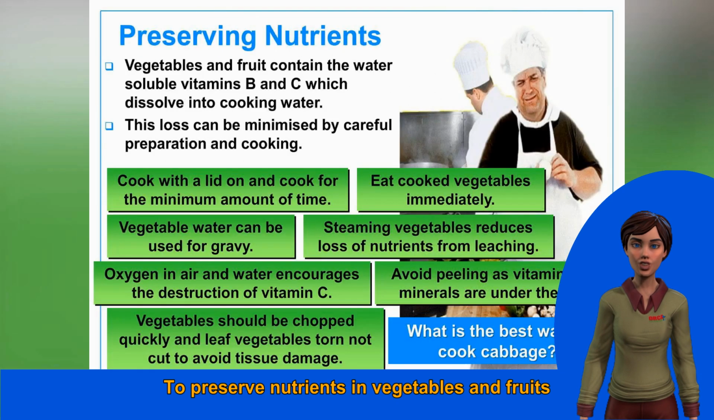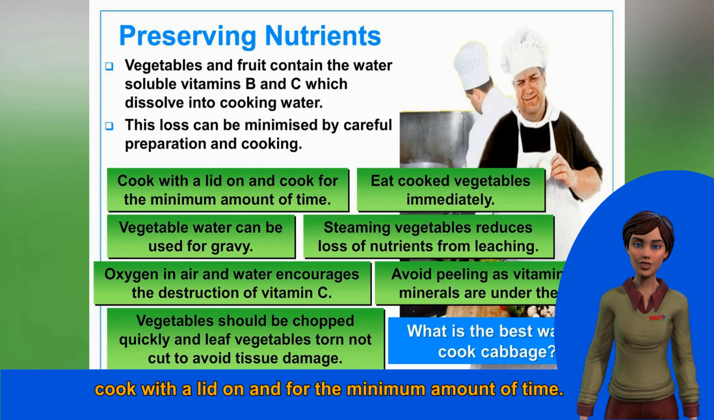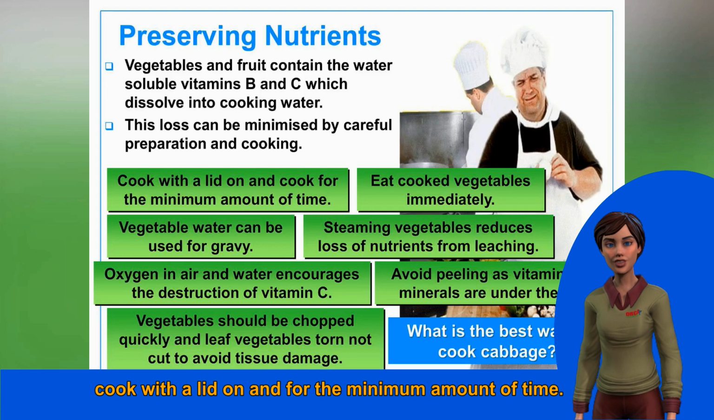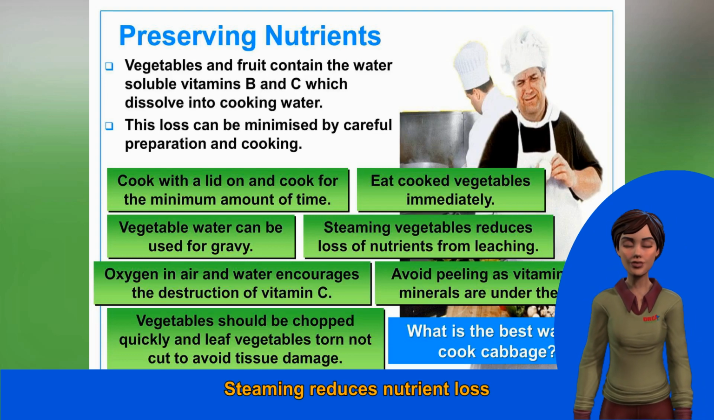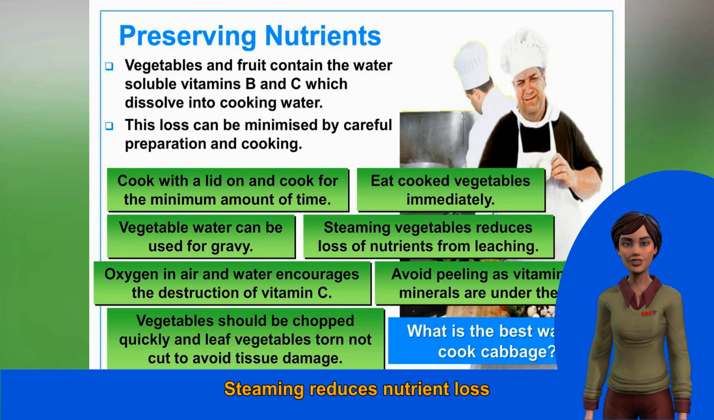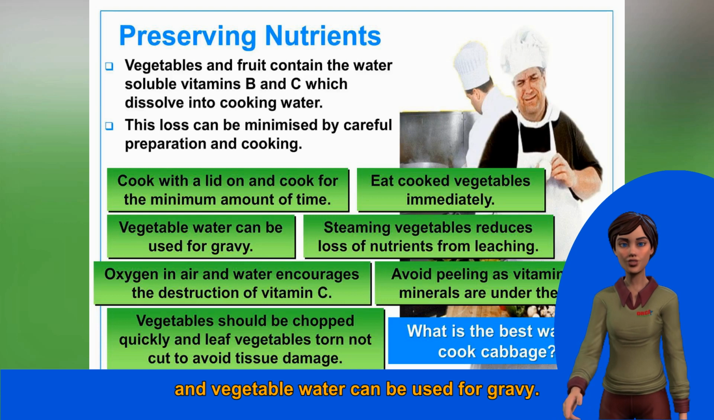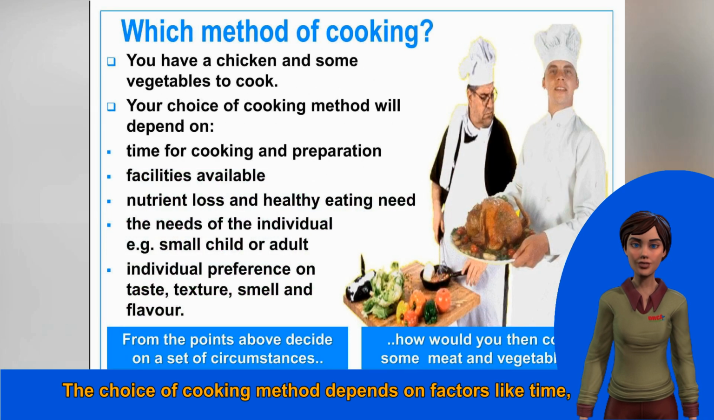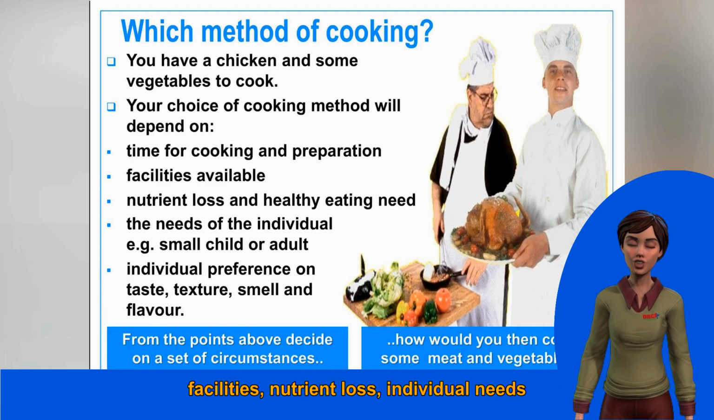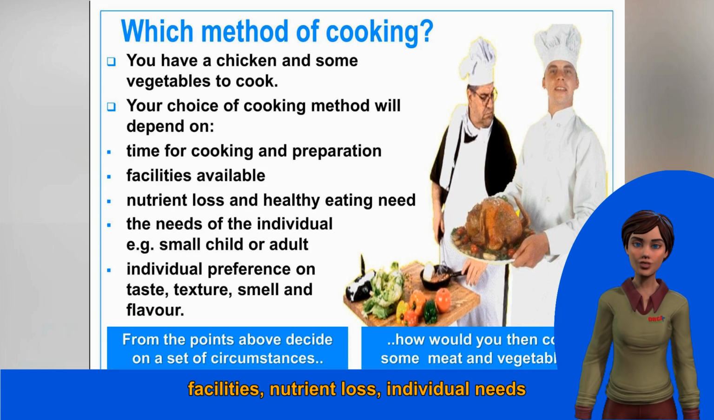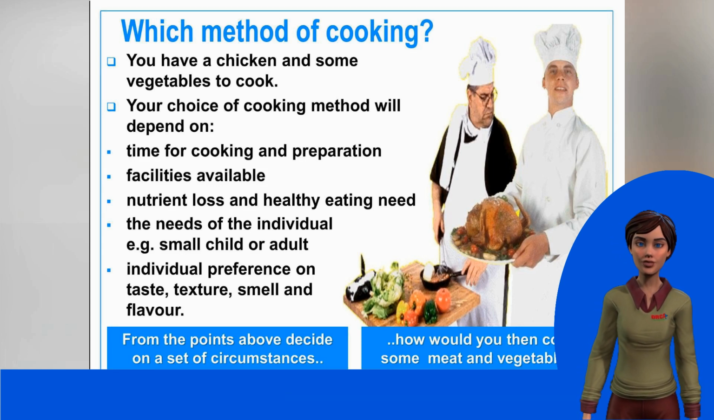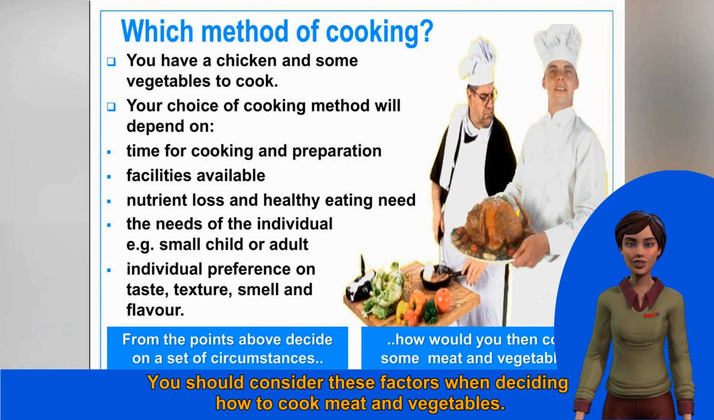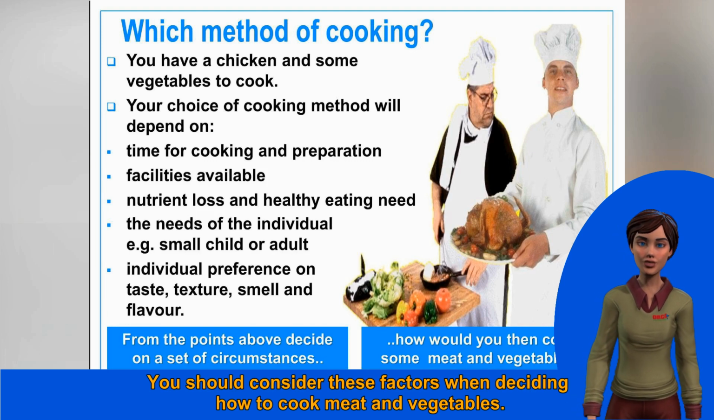To preserve nutrients in vegetables and fruits, cook with a lid on and for the minimum amount of time. Steaming reduces nutrient loss, and vegetable water can be used for gravy. The choice of cooking method depends on factors like time, facilities, nutrient loss, individual needs, and preferences. You should consider these factors when deciding how to cook meat and vegetables.